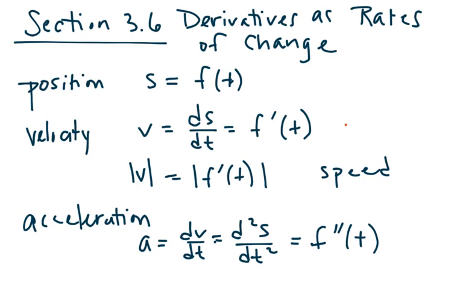The magnitude of velocity is speed. So velocity has magnitude and direction, whereas speed just has magnitude. Usually if you have a positive velocity, that indicates forward motion. If you have a negative velocity, that indicates backward motion. And then acceleration is the first derivative of velocity and the second derivative of position. Okay? So let's see an example with these.